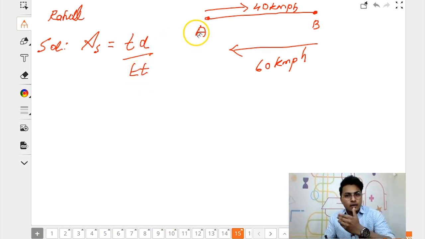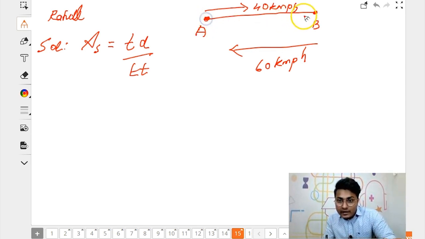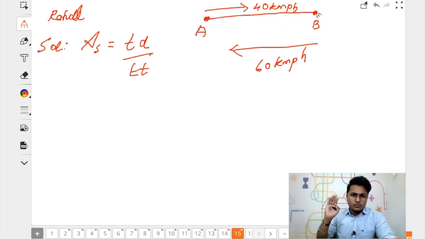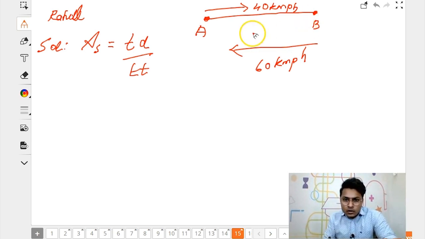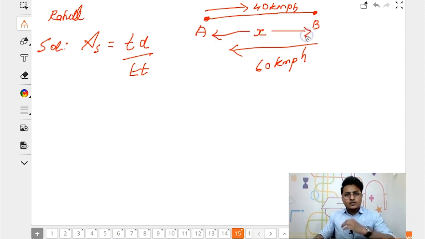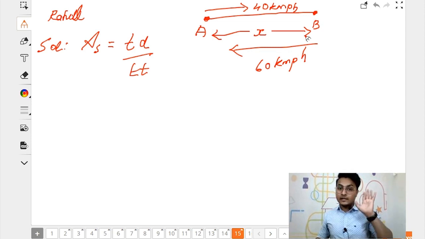So let's imagine, number one assumption which you need to make here, that the distance between point A and point B is some value. We don't know that. It's some value. So from point A to point B, just assume that that distance is x. X. Okay. So the distance from A to B is x. So when Rahul goes from point A to point B, he is covering a distance of x.